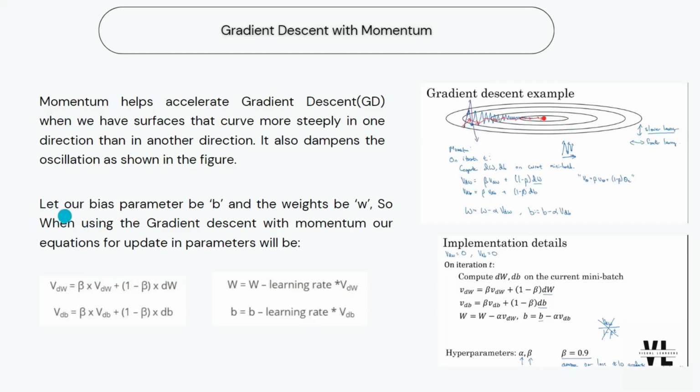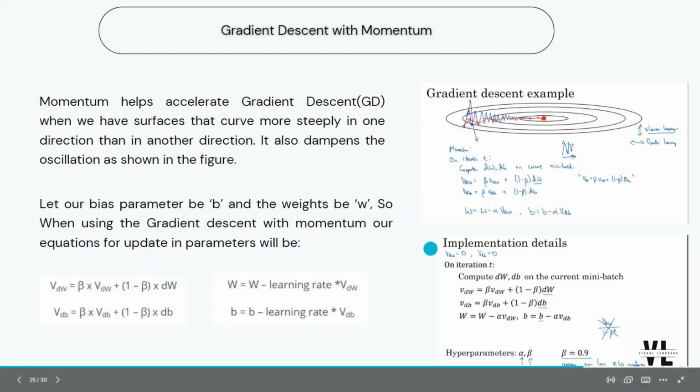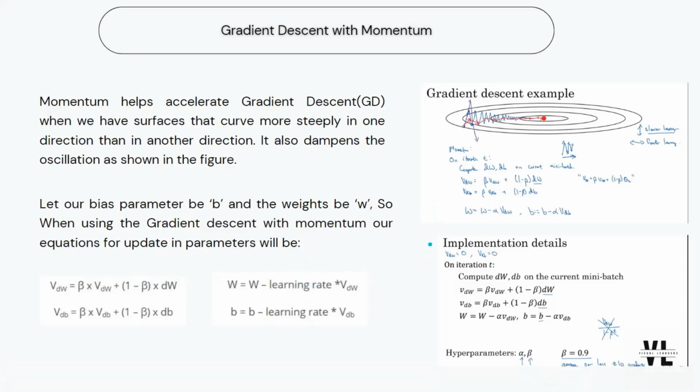We can let our bias parameter be b and the weights be W. So when using gradient descent with momentum, our equations for updating parameters will be the ones that we have seen before. The implementation details using pseudocode can be shown here. First, we initialize VdW and Vdb to 0.